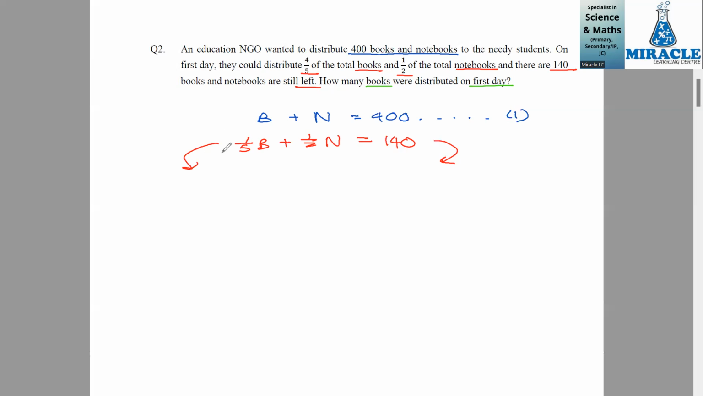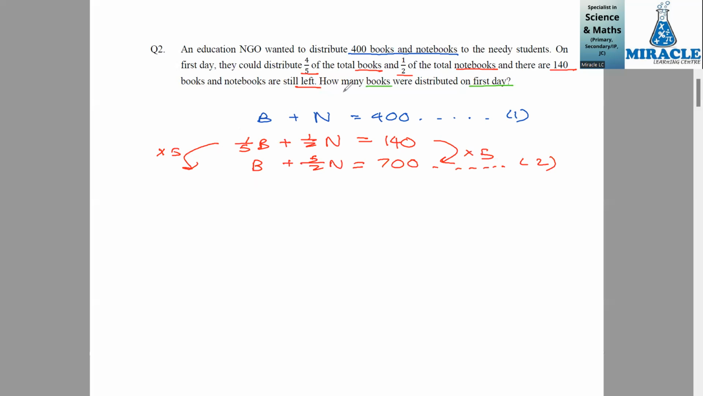Whenever we are dealing with fractions inside an equation, we want to multiply the equation by the denominator of the smaller fraction, which in this case is 5. So we multiply the equation by 5 on both sides, and we will end up with a whole number, B, plus 5 out of 2 N, which is equal to 700. So this is our second equation. We always multiply it by the denominator of the smaller fraction, so we can end up with one whole number.